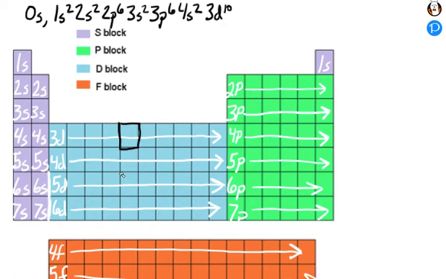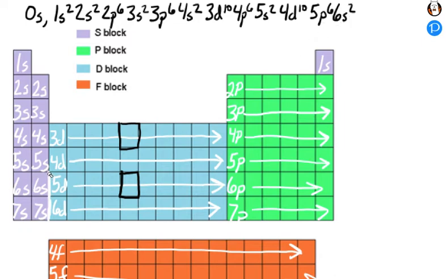Let me put a mark on here where we're going. We're going right here. This is where we're trying to get to. So 3d10, 4p6, 5s2, 4d10, 5p6, 6s2.